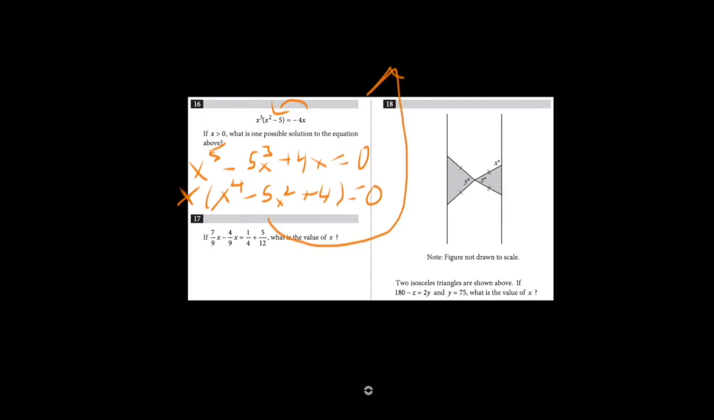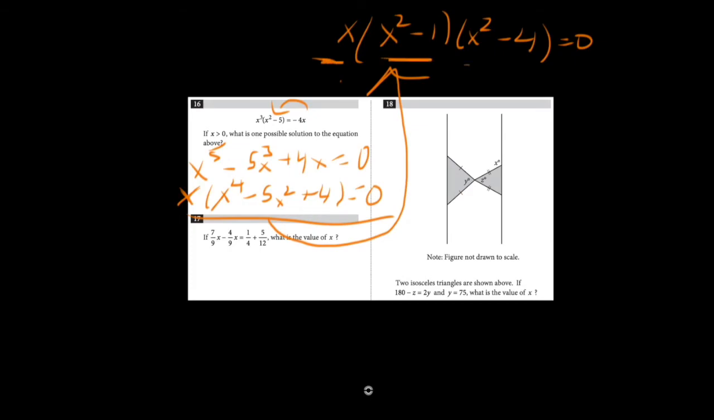I'm going to do it up here because I'm running out of space. So we can factor this further, but I think it's much easier to solve just from here. So we just need any one of these 3 subdivisions to be equal to 0. That x could be 0. I'm going to list all our possible things here. X could be 0. X could be 1.